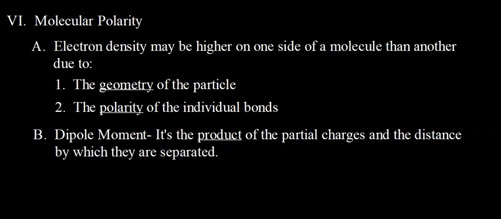So it says electron density may be higher on one side of a molecule than another due to one of two things. One, the geometry of the particle, so how the atoms are arranged around the central atom. And secondly, the polarity of the individual bonds. Number two primarily applies to a situation where you have a molecule that's made of two total atoms, and the polarity of that covalent bond then will be the same as the polarity of the molecule as a whole.